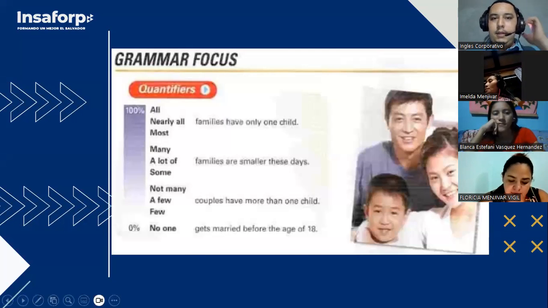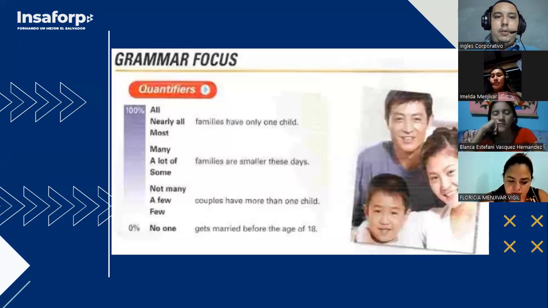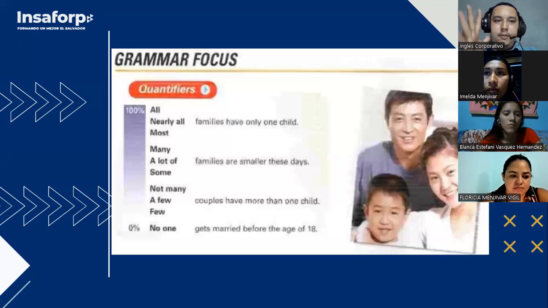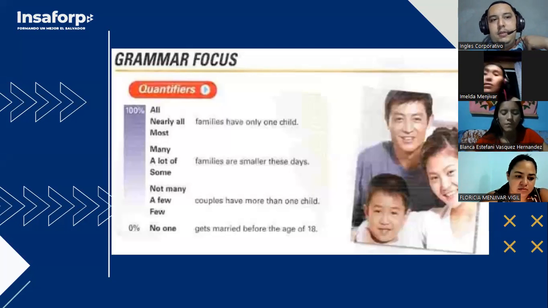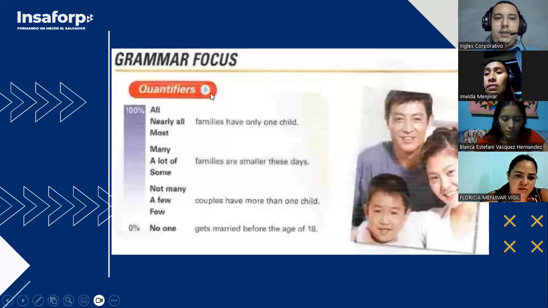Okay, guys. Hello, guys. Well, guys, today we're going to talk a little bit about quantifiers. Quantifier. What comes to your mind when you hear or see the word quantifier? What comes to your mind when you hear this word? Don't worry if you get it wrong, because at the end we're going to correct those mistakes, guys.